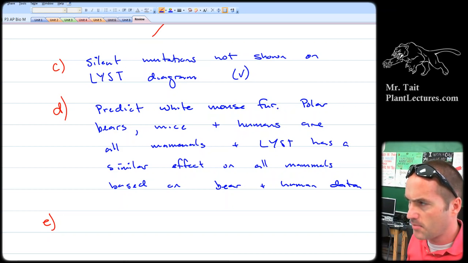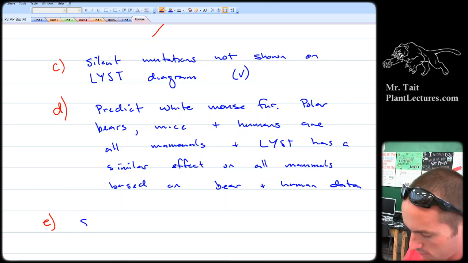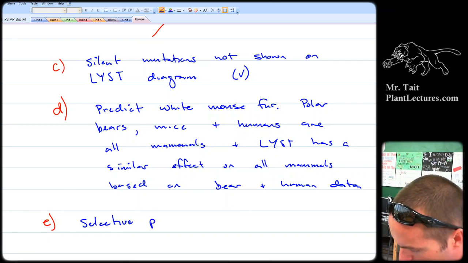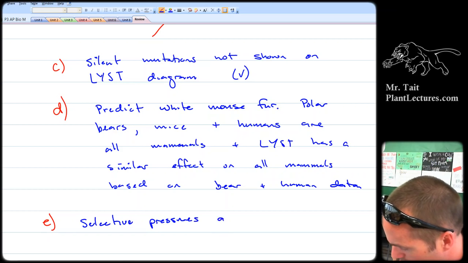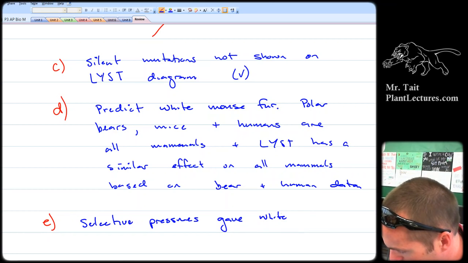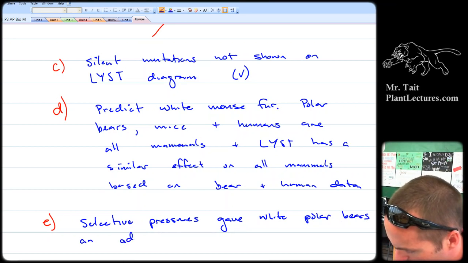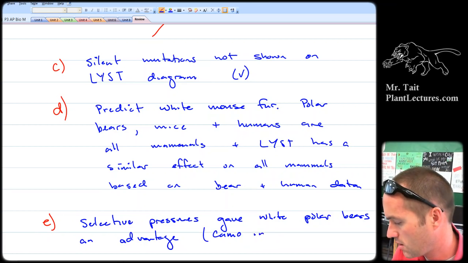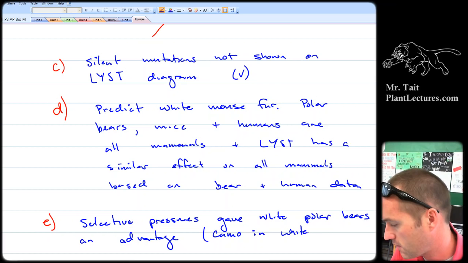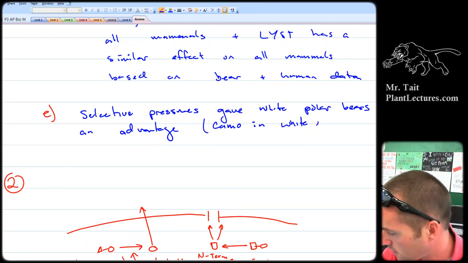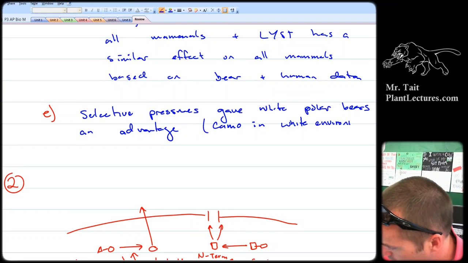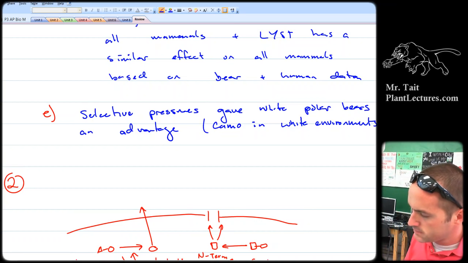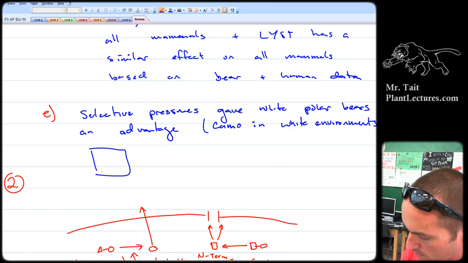why did it become more prevalent? That was because of selective pressures. So selective pressures gave white polar bears an advantage. So you could have said something like camo here in white environments. And then the second thing was the percent of offspring.